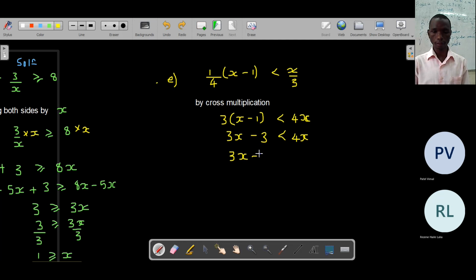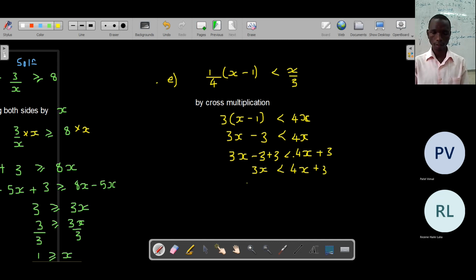So I was saying that we can take the 3 to the opposite side by adding. So this is less than 4x plus 3. So this side we are going to remain with 3x, that is less than 4x plus 3.